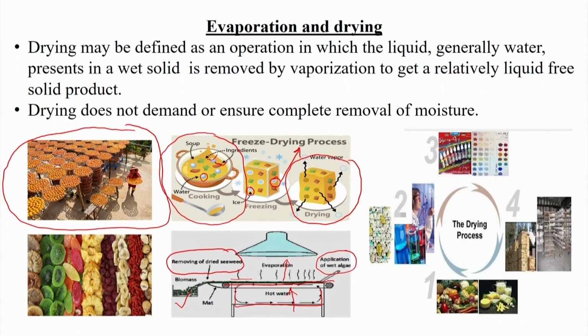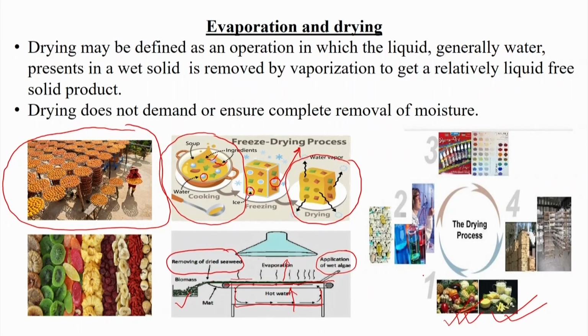Now, as a whole, if we see the drying process, many vegetables are dried to get a final product to store for a long period of time. Many vegetables and many fruits are dried like this. This is one application of the drying process.